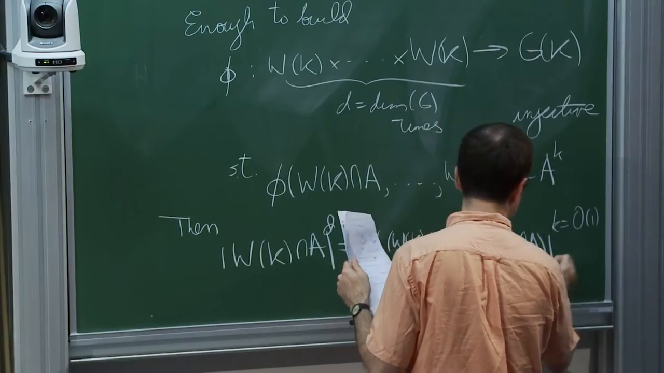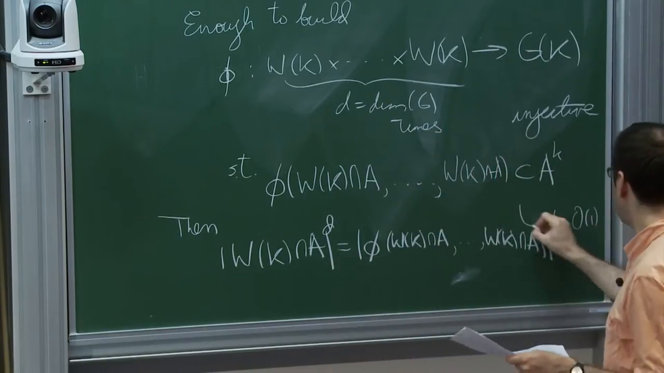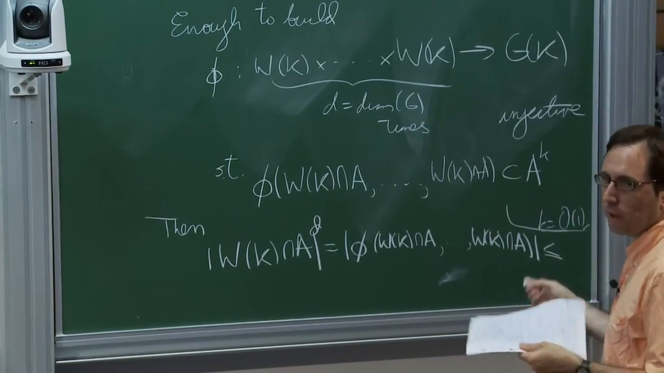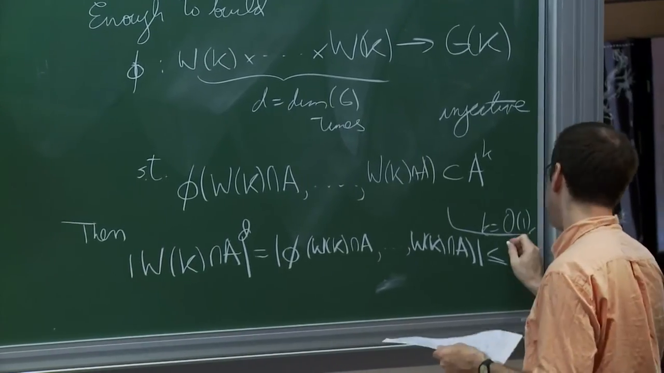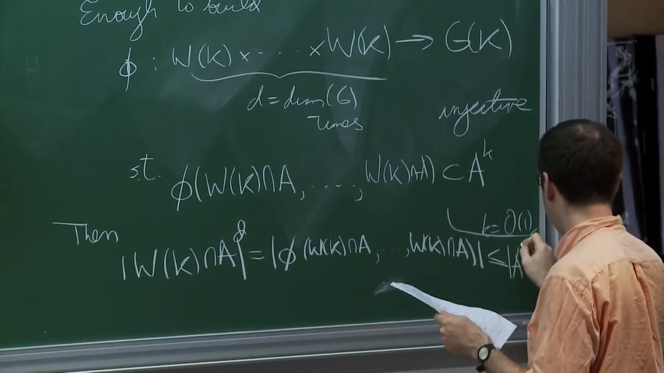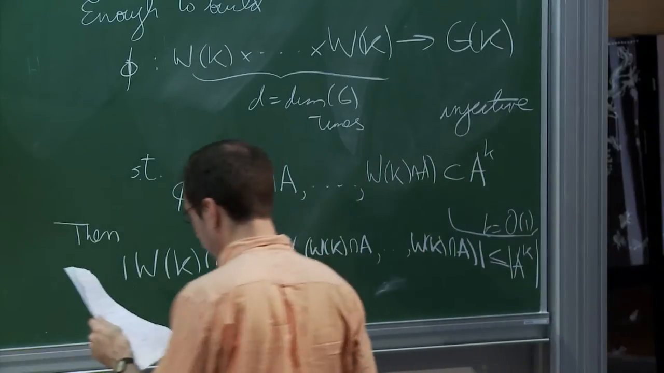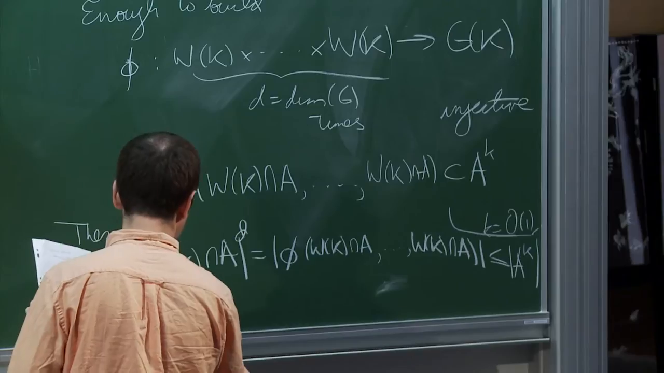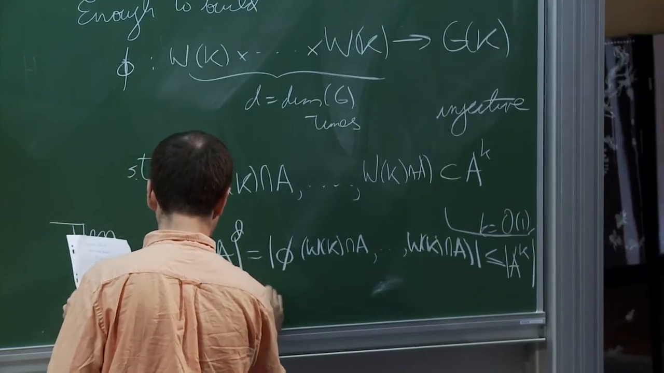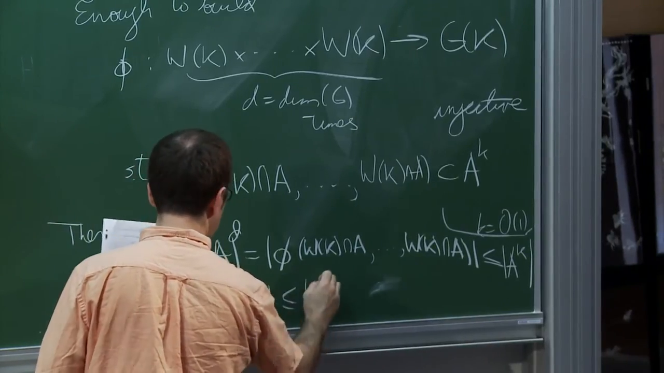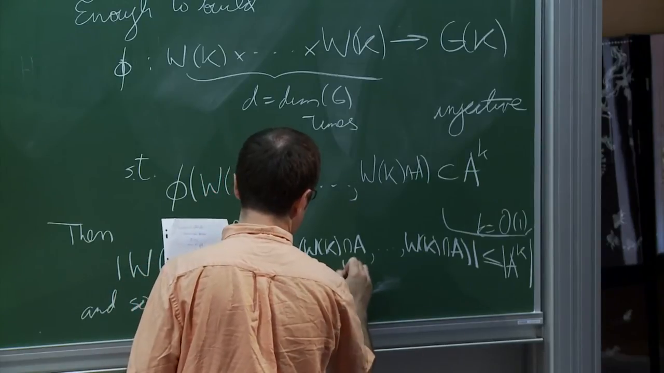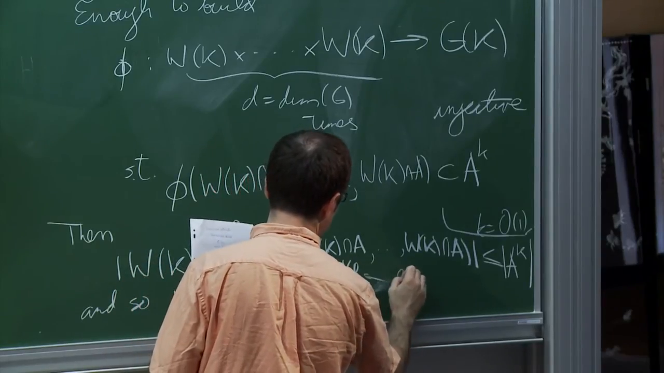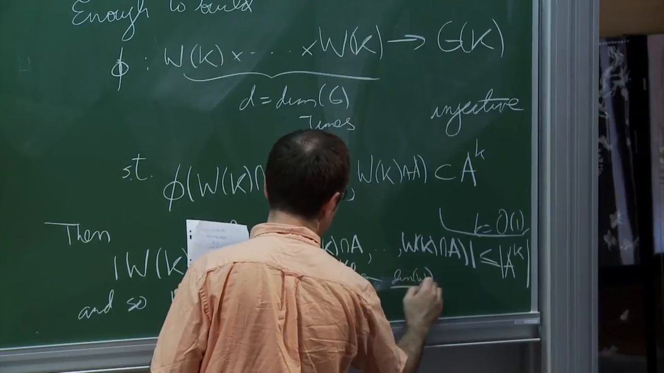And so the other kindergarten idea is that if something is containing something, it has no more elements than that thing. So this is the size of A to the K. And now this implies, we just take the dth root and we get that this is at most A to the K to the 1 over D, which is exactly what we want because it's the dim of W, which is 1 divided by dim of G.